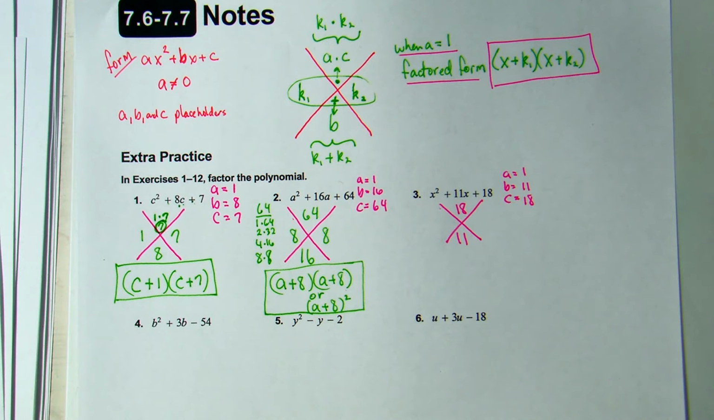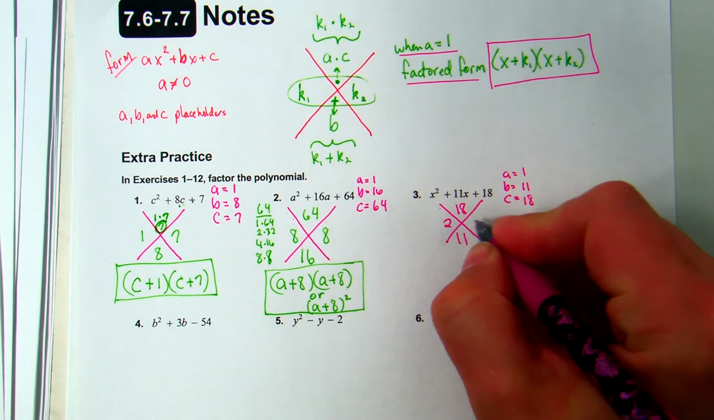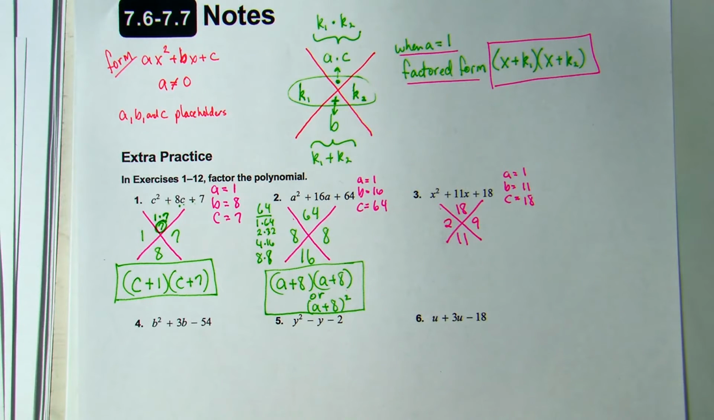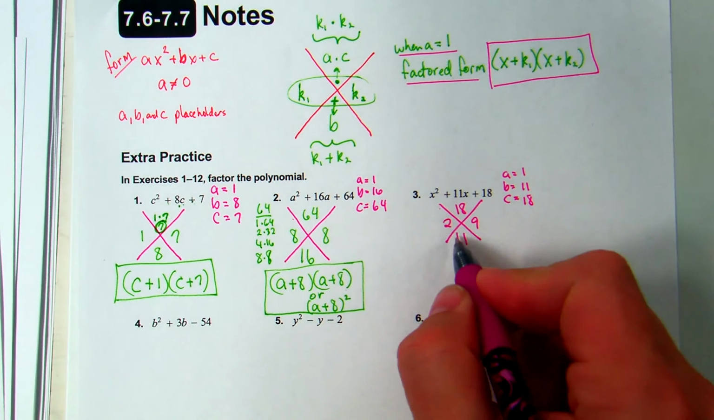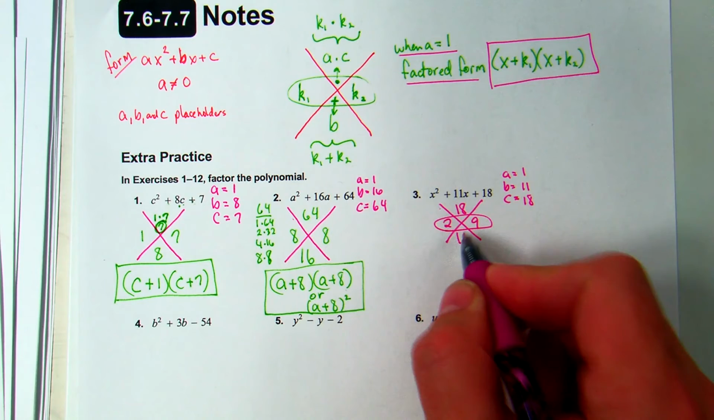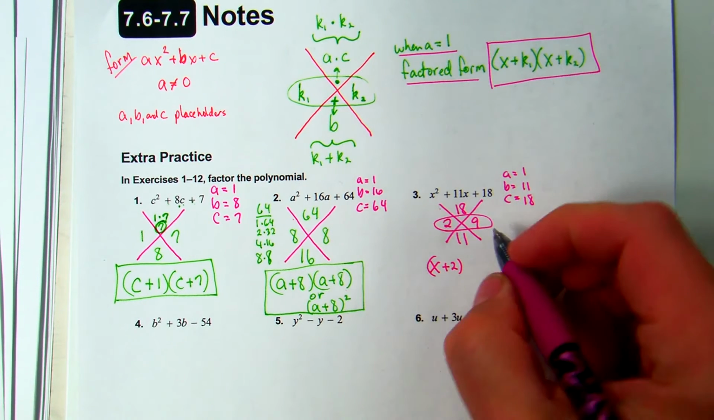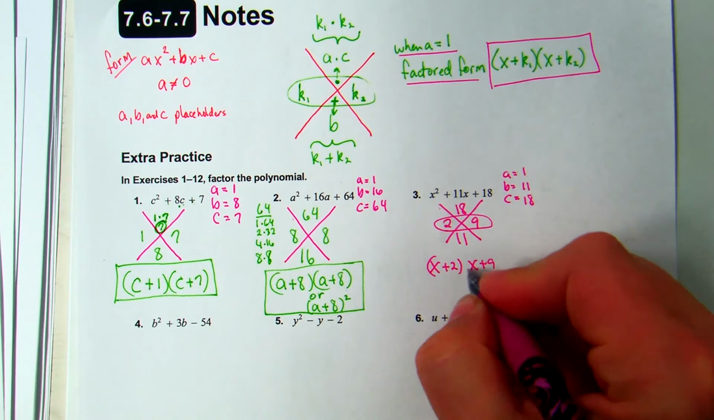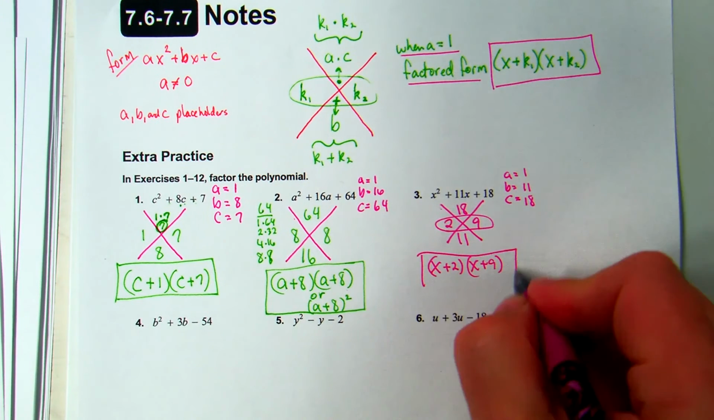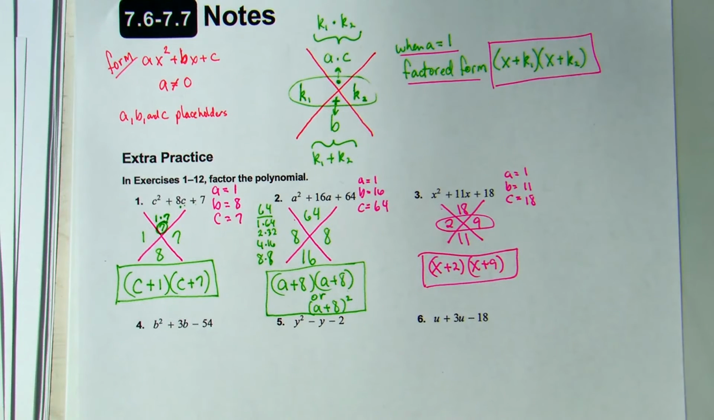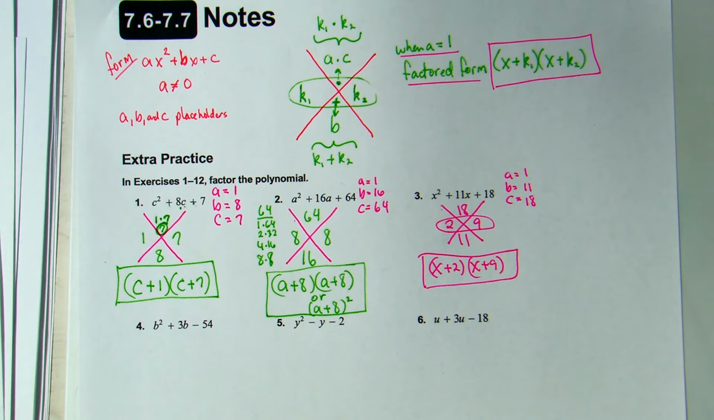So if you think about it, which two factors of 18 would add up to be 11? You've got 1 times 18. You have 2 times 9. Yeah, 9 and 2, exactly. So 2 and 9 would be my two factors. These two multiply to be the top one, add to be the bottom one. So now x plus 2 times x plus 9 is my answer. And we're done. It's as simple as that.